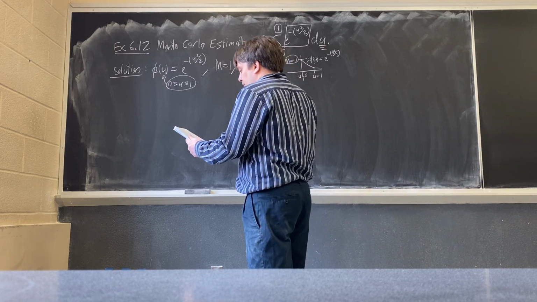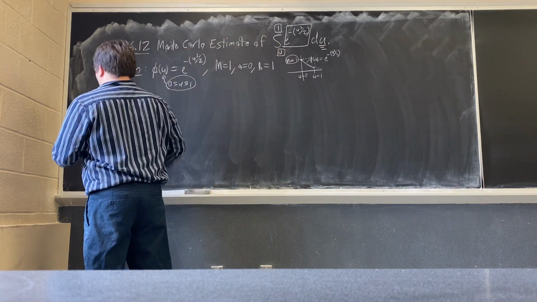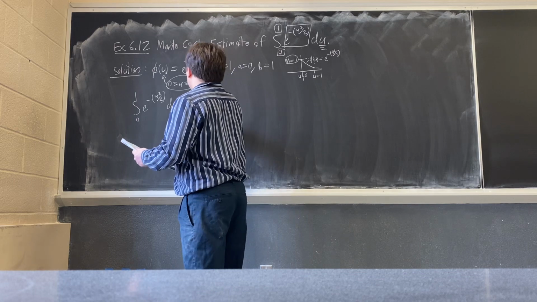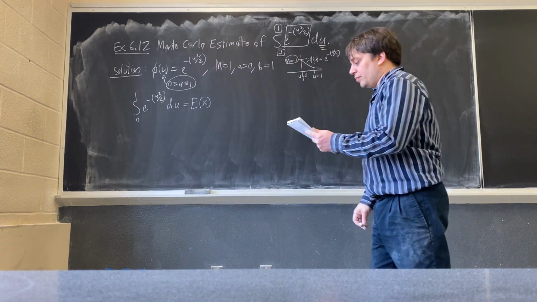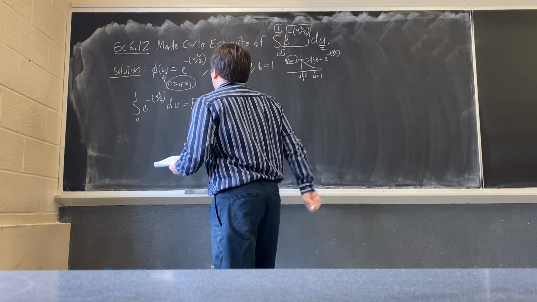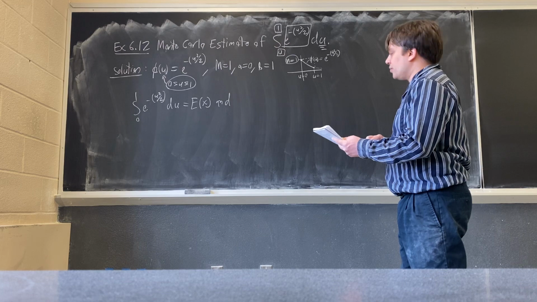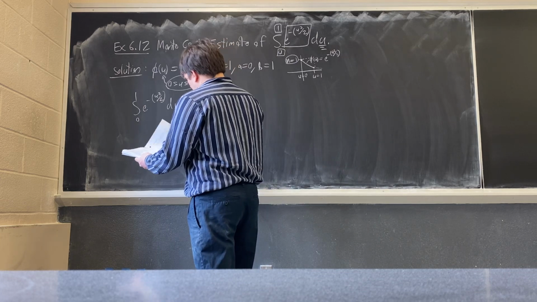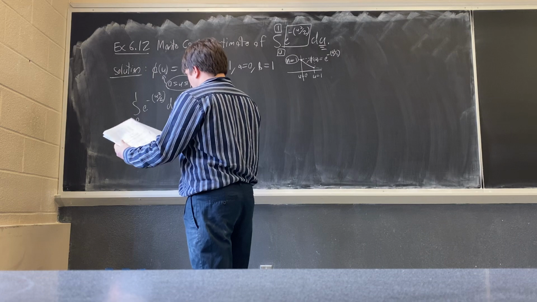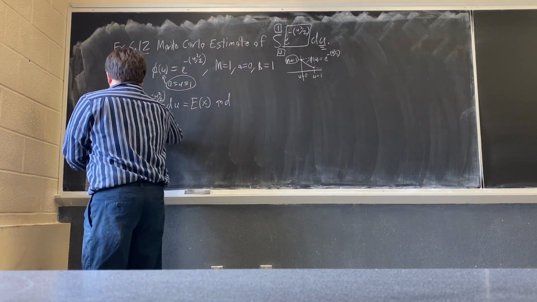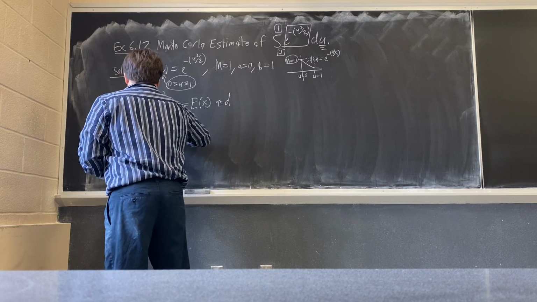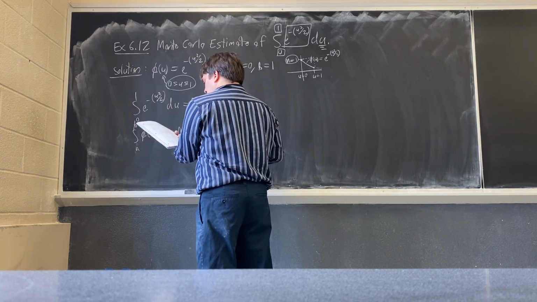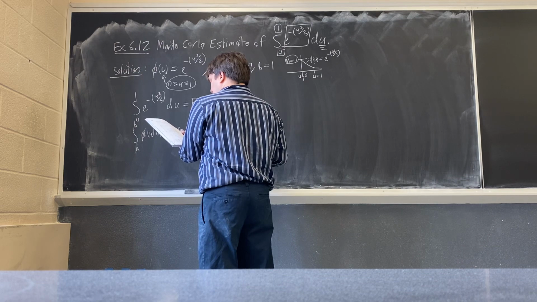Okay, so the definite integral from 0 to 1 of e to the negative u squared over 2 du is equal to e of x. And the reason why it's e of x is that the integral from a to b of phi of u du is equal to capital M times b minus a times e of x.